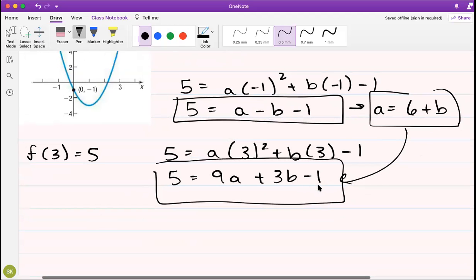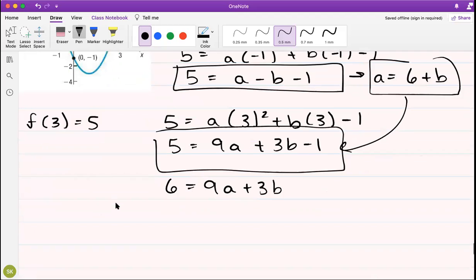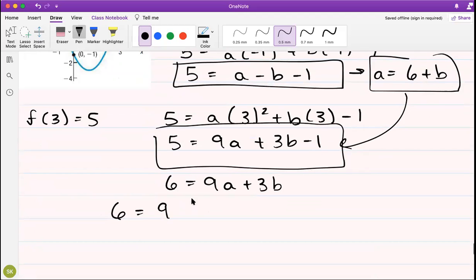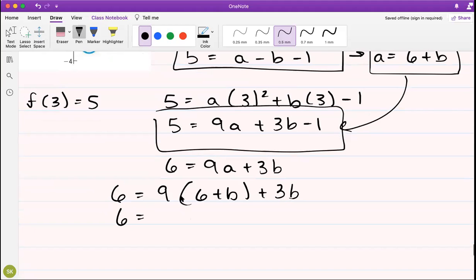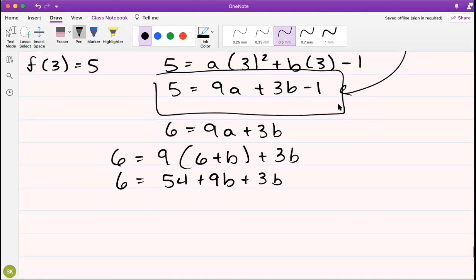Well, let's move this 1 to the other side. So we get 6 is equal to 9a plus 3b. Now plug this piece in, 6 plus b, plus 3b. And you see we get 6 is equal to 9 times 6, which is 54, plus 9b plus 3b. So let's subtract 54 from 6. And I think we get -48. So -48 is equal to 12b, which tells me b is equal to -4, by dividing both sides by 12.